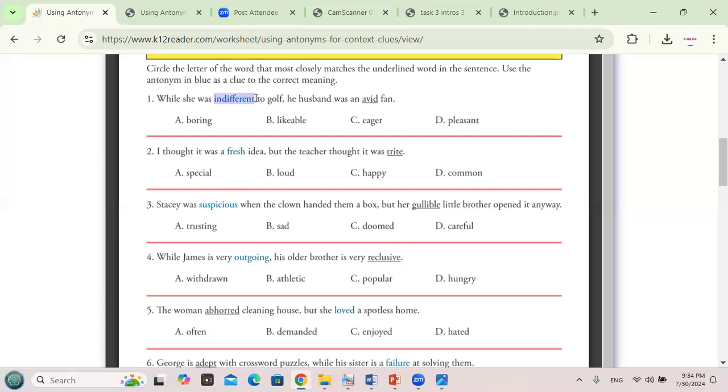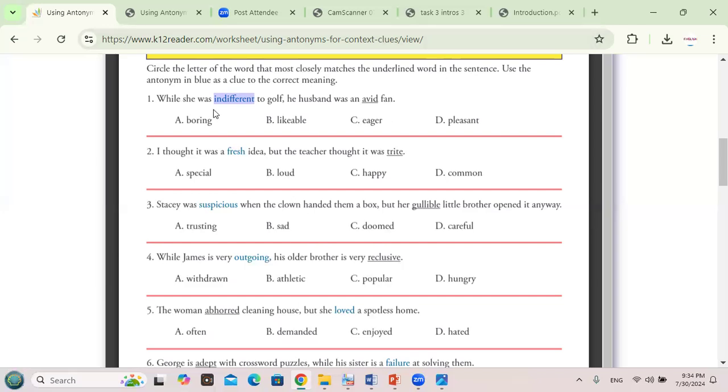If I said I met some indifferent students, it means it doesn't make any difference to them. Studying or not studying, having low scores or high scores, they're indifferent. They don't care. So avid is the opposite of the word indifferent.